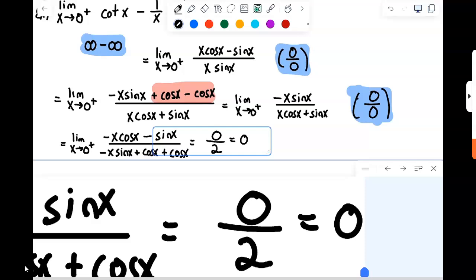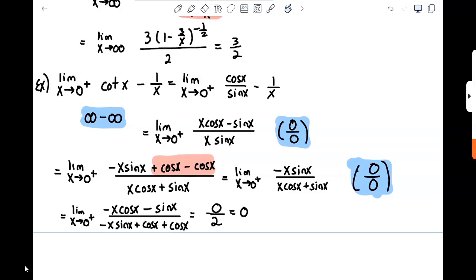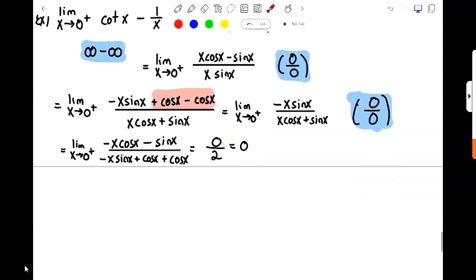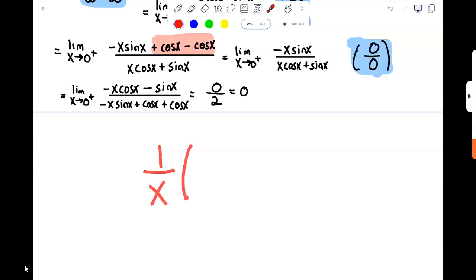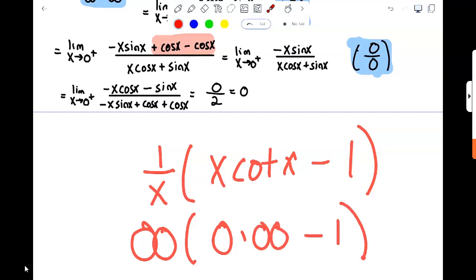Okay, and so now we have it. Like I said, you could try this problem with factoring out a 1 over x. That would give you 1 over x times x cotangent x minus 1. Right? And that would give you an infinity times a 0 times infinity minus 1 limit. So you actually get a 0 times infinity limit, so you would have to actually work that limit out.